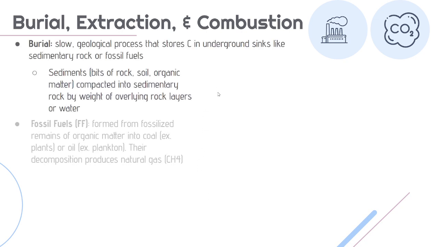Now, the process that humans are most responsible for in their effect on the carbon cycle is the extraction and burning of fossil fuels. Fossil fuels take a very long time to form. Most of the fossil fuels that we look at were formed hundreds of millions of years ago.